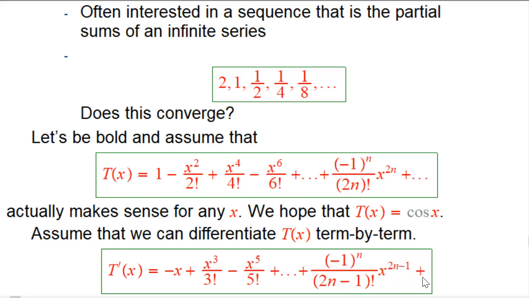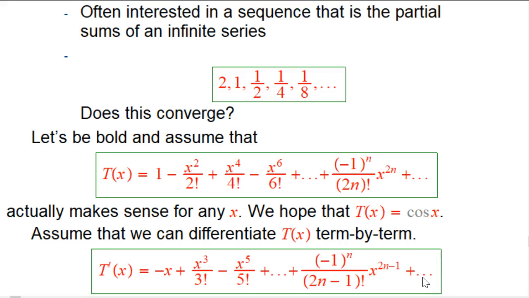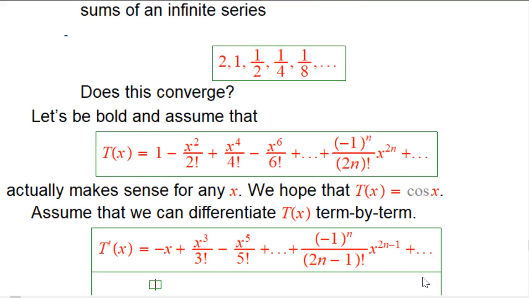And then here's the part where we're being bold. We hope that the pattern continues and that the derivative of an infinite sum would be the infinite sum of the derivatives of the individual terms. Well, you should think about it for a second. What should that be? If T of x really is cosine x, what have we just written down the power series for? But I want to keep going.